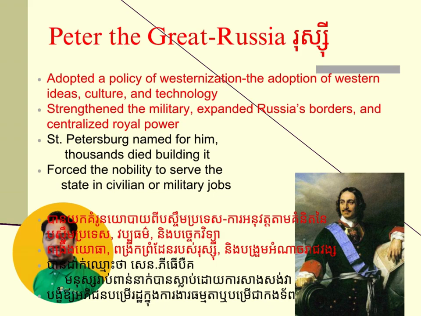The next person on the list is Peter the Great of Russia. He adopted a policy of westernization. This is about Western ideas, culture, and technology. One of the things that he did is make sure that the military is strengthened so that he would be able to expand Russia's borders and have a centralized royal power. St. Petersburg is named for him, and thousands died building it. He also forced the nobility to serve the state in civilian or military jobs.